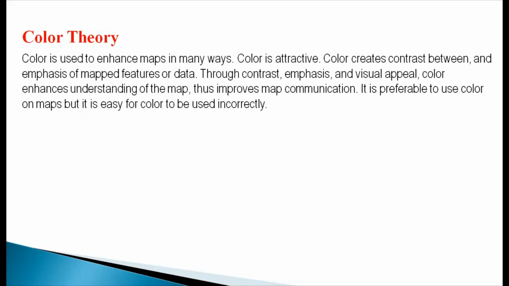Now we have another thing which is called color theory. Color is very important because natural colors show the natural appearance of that object. So color is used to enhance maps in many ways. Color is attractive. Color creates contrast and emphasizes the map features or data. If you have any map or image, you just follow the colors. If you change the colors, they make that image more attractive or give you clearer data.